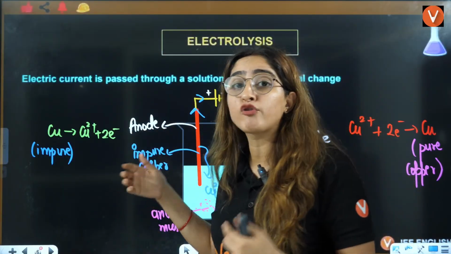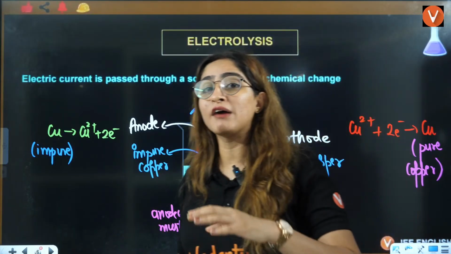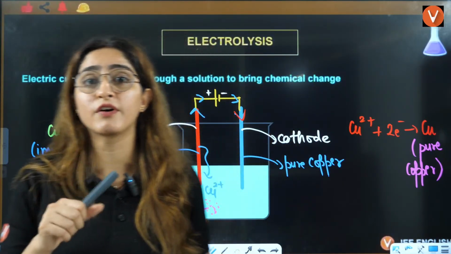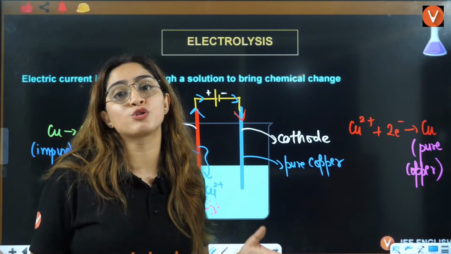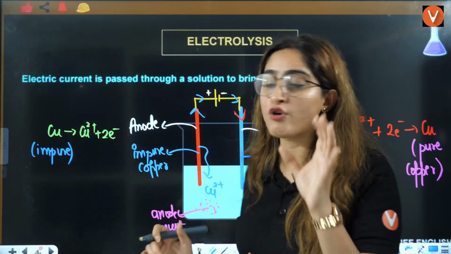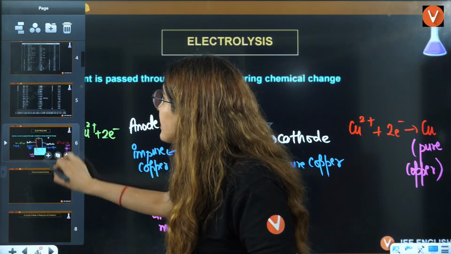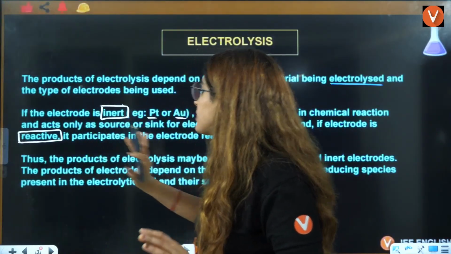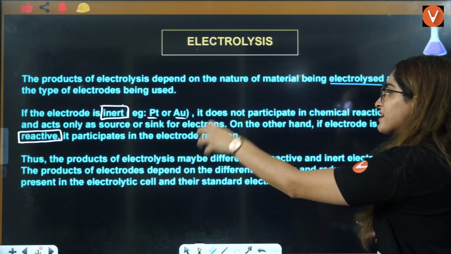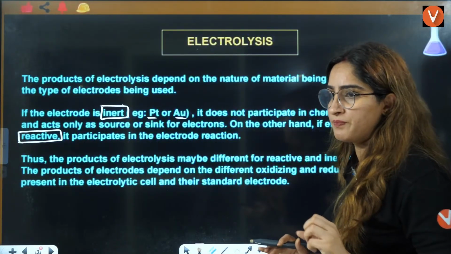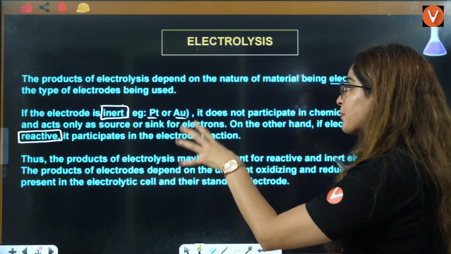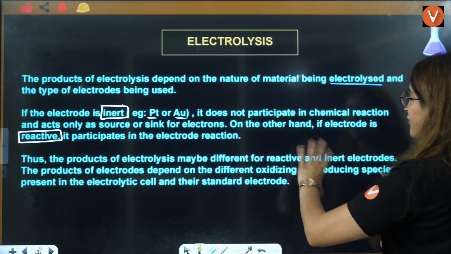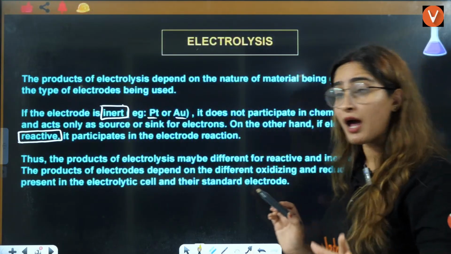Like here you have a copper electrode. Similarly, if you have silver nitrate solution with a silver electrode, that is also not an inert electrode. That is also going to be a reactive electrode, right? It participates in the electrode reaction, okay? Now, next, the product of electrolysis may be different for reactive and inert electrodes, right?